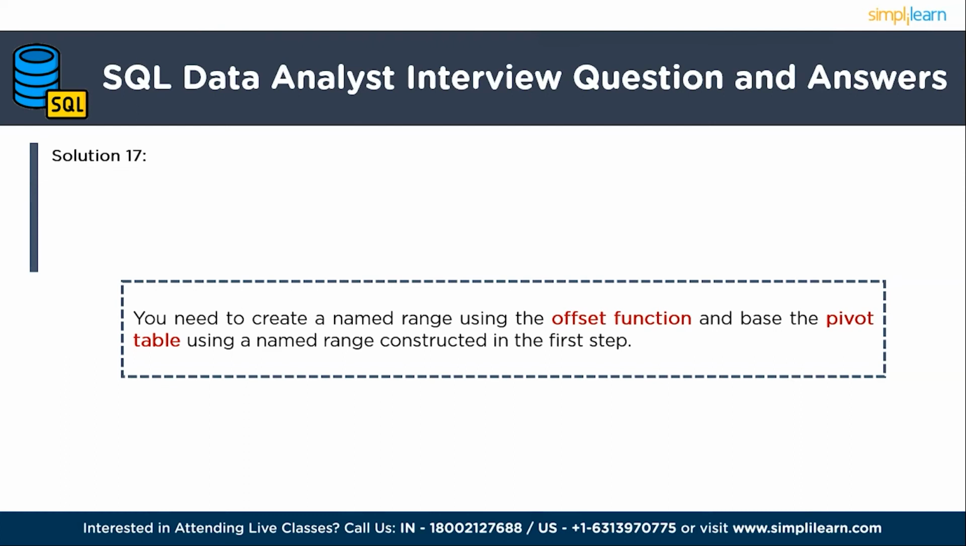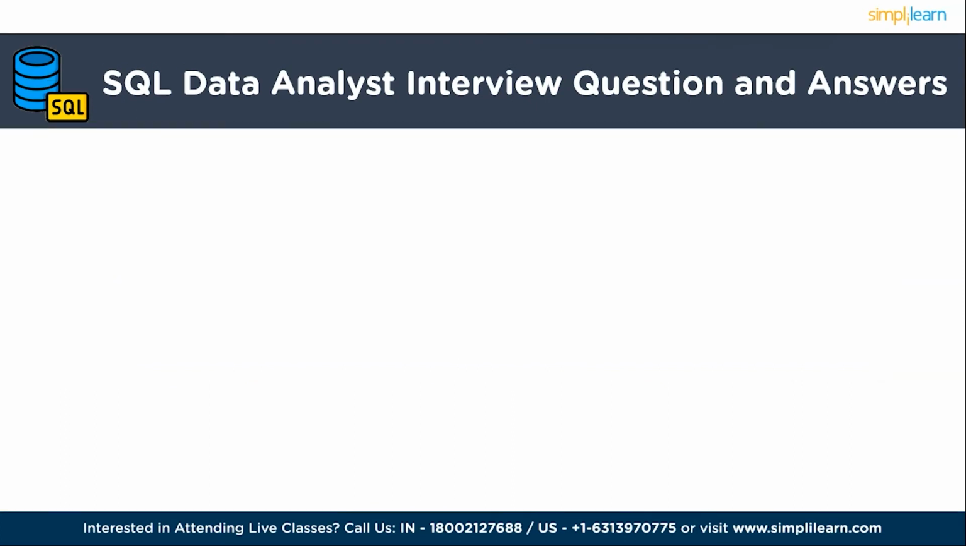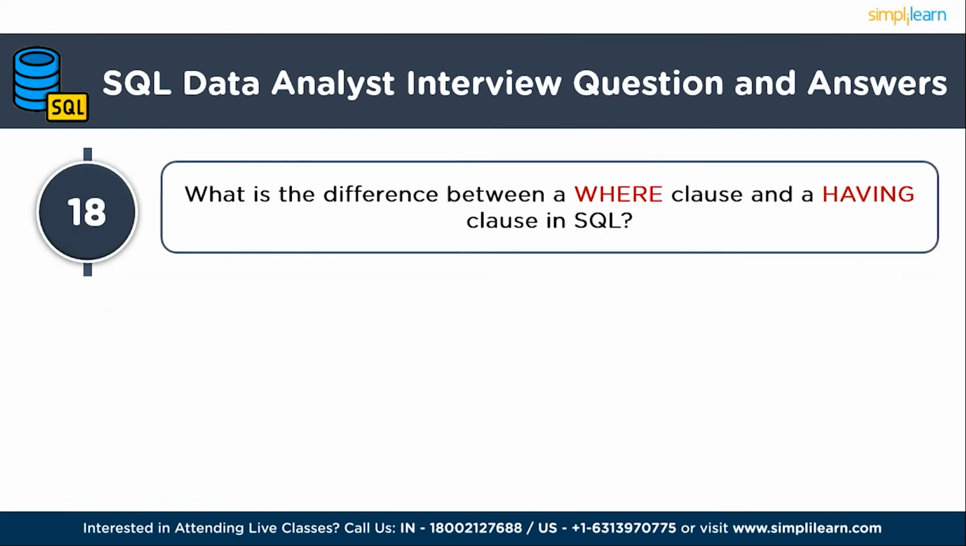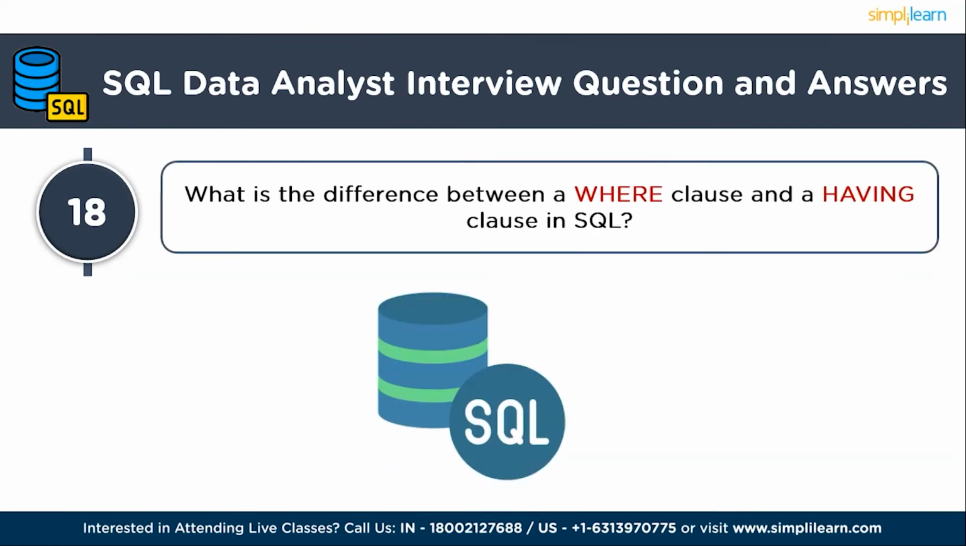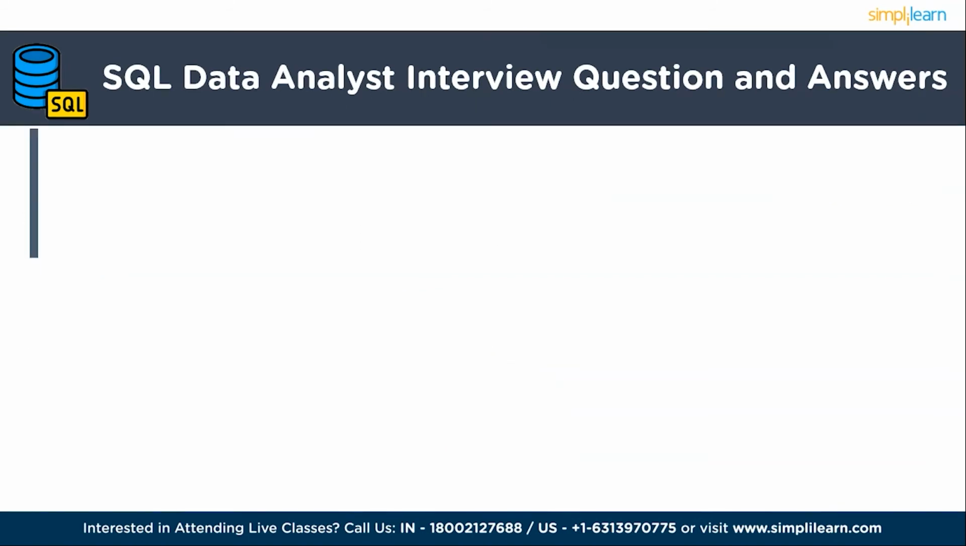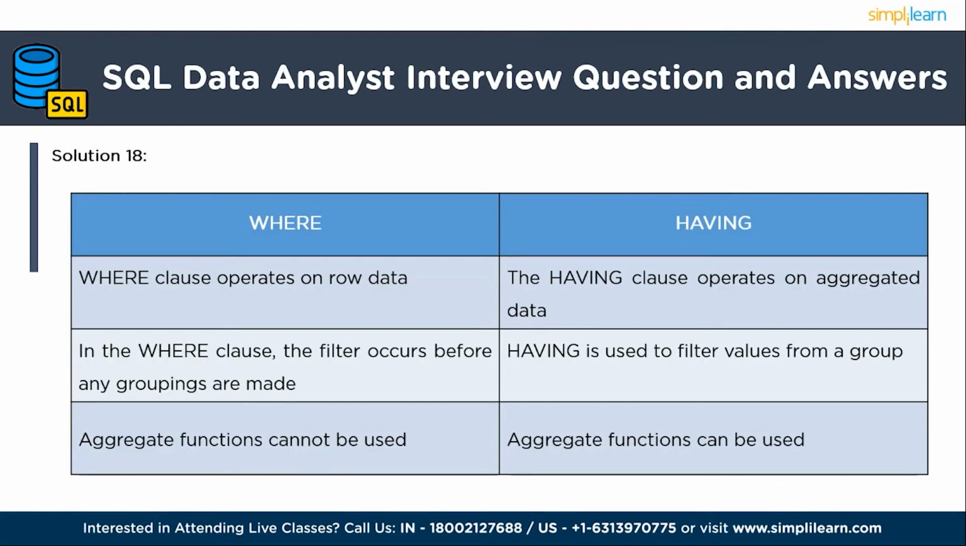So this was about how you can provide a dynamic range in data source. And moving on to the next question, that is, what is the difference between a where clause and a having clause in SQL? So these are the two clauses, that is where clause and having clause, and now we'll see the differences between them. So where clause operates on raw data, whereas the having clause operates on aggregated data.